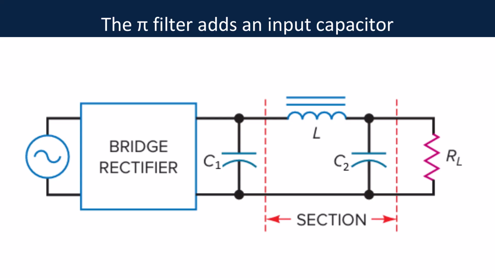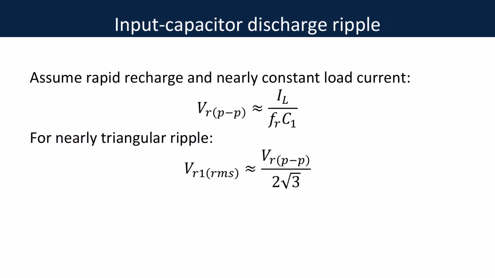It normally produces a higher DC voltage and lower ripple than a single LC section, but the first capacitor creates short, high charging current pulses in the diodes and transformer. The first capacitor recharges rapidly near each rectifier peak and supplies an approximately constant load current between peaks.